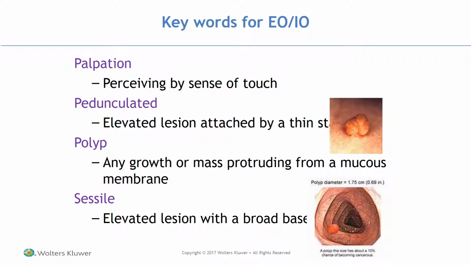All right. Palpation is perceiving by sense of touch. Pedunculated, elevated lesion attached by a thin stem. So you can see in this picture, this upper picture, that it's a little thinner at the base. And so that would be pedunculated. All right, a polyp is a growth of mass protruding from a mucous membrane. So you might see this in the pharynx area. And then sessile is an elevated lesion with a broad base.